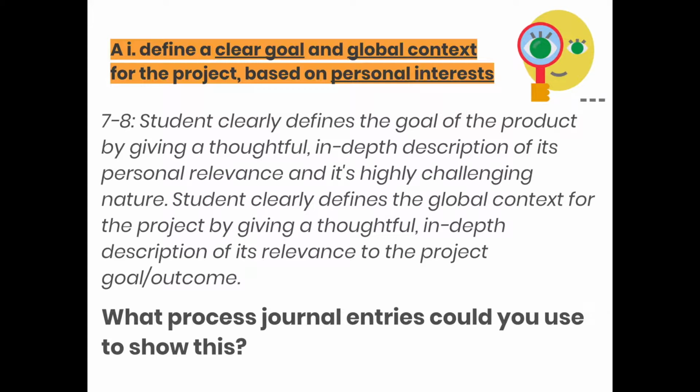Now this is 3 parts, right? So you really might have to go back and look at your process journal entries and kind of edit and push them together. Again, when they're looking for the clear goal, you can see here it says highly challenging. So that goal cannot just be about a product or outcome, it must be about the learning. It will really help you if you have words from your global context right in there so we can see exactly how the goal and global context link, and then you're going to talk to us a bit about your personal interests.